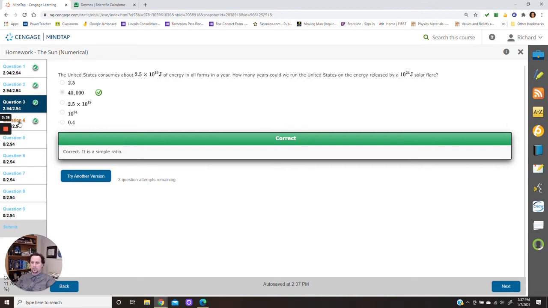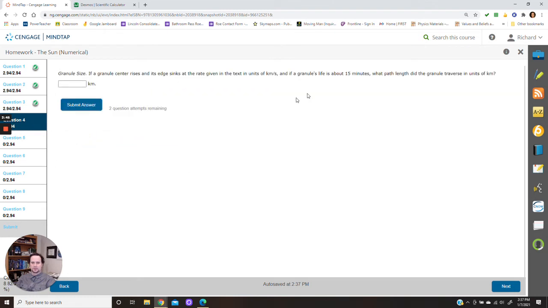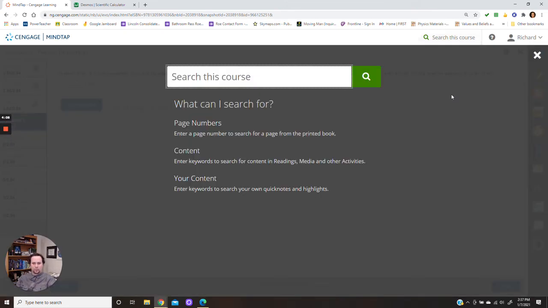Pretty incredible. I know I mentioned in class how powerful solar power is. We'll get there. Oh, this one, let's try a different version. There's not a different version, but I'll walk through this with you. I want to show you something with this one too, because maybe I didn't explain how to use all this stuff over here on the right-hand side. If a granule center rises at the rate given in the textbook, I have to find that rate and then do it for 15 minutes. So let me find that. I'm going to search for granule.